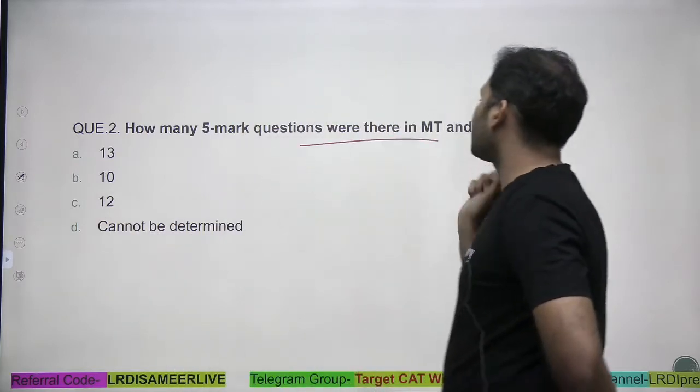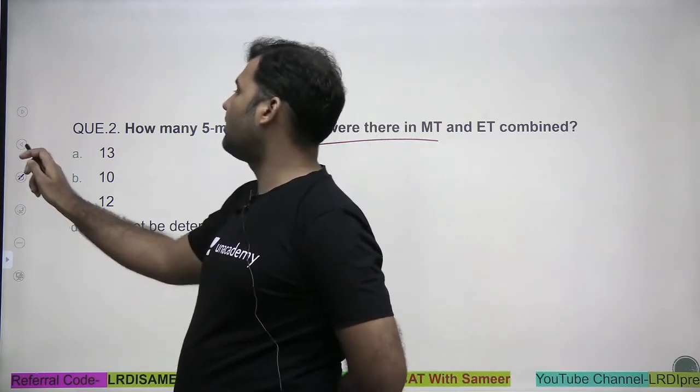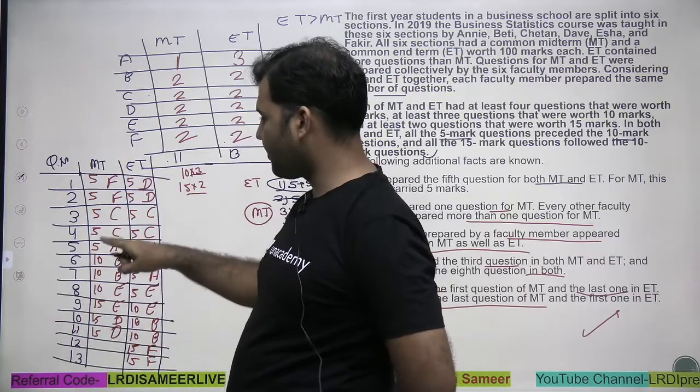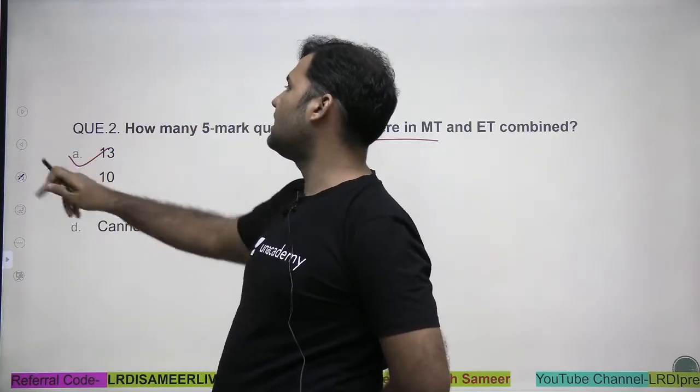How many 5 marks questions were there in MT and ET combined? 5 marks questions in MT and ET. You see that we have already seen the 5 marks questions here are 5 and here we have 8 questions. So combined 5 marks questions are 13.